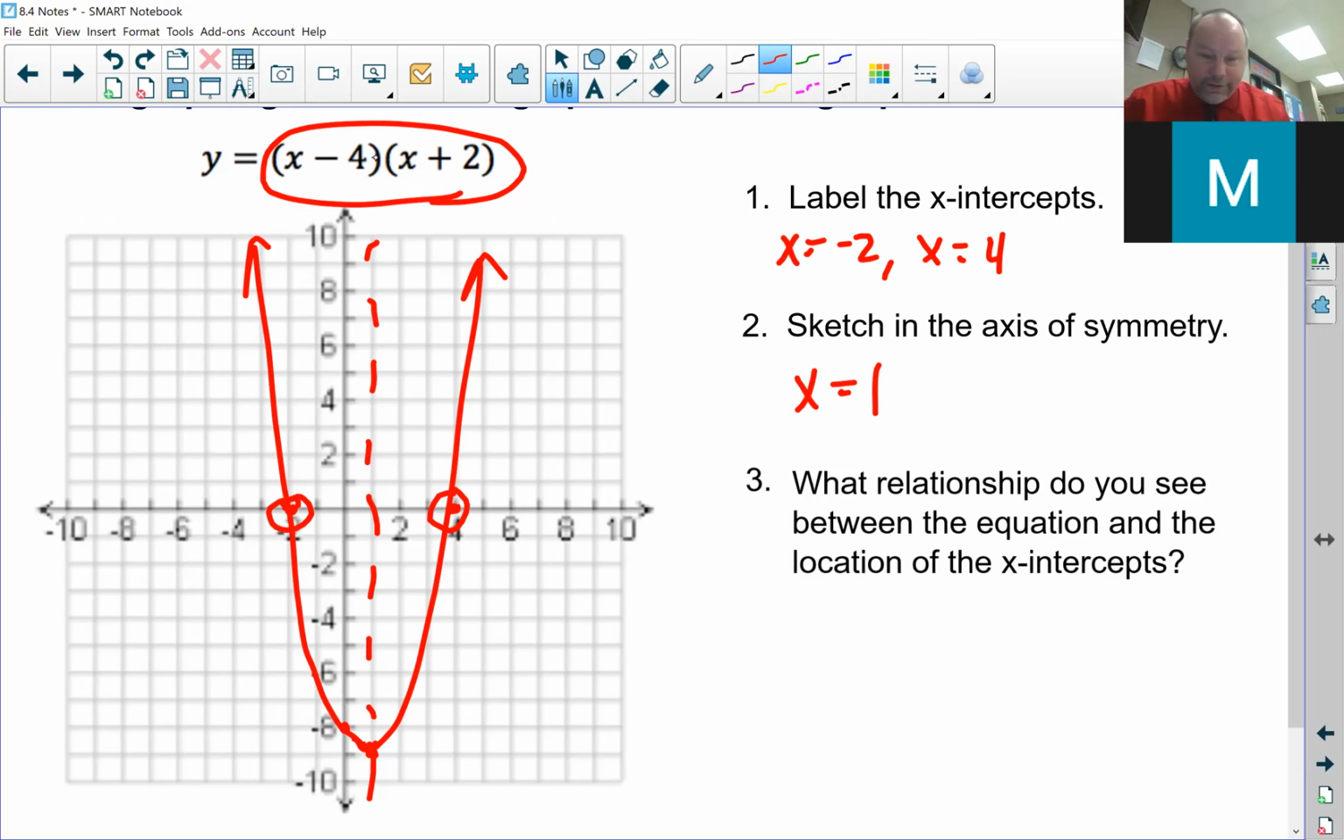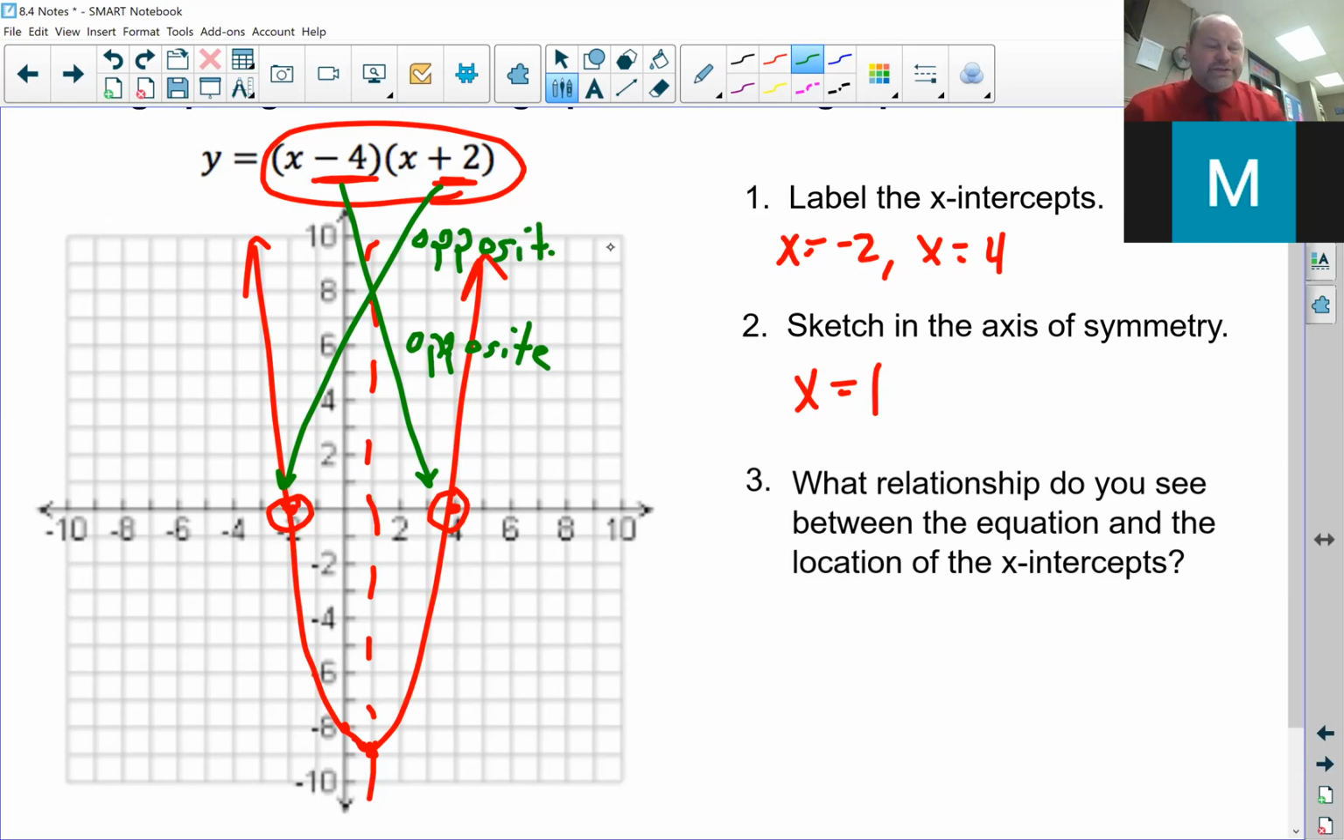So what I notice is I don't have -4 as my intercept. I have its opposite. And I don't have +2, I have its opposite. I'm going to change colors here quick. So it's very similar to our vertex form. The X coordinate is the opposite of what's in the parentheses.